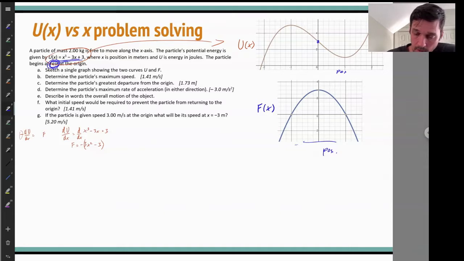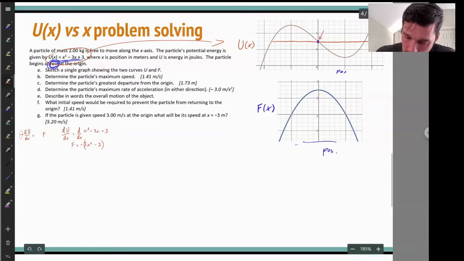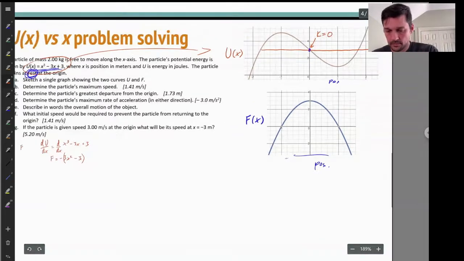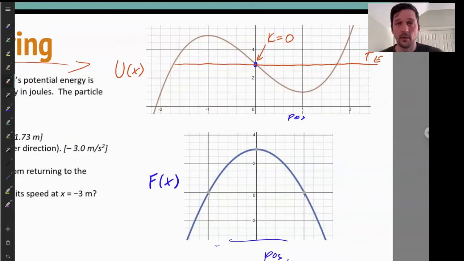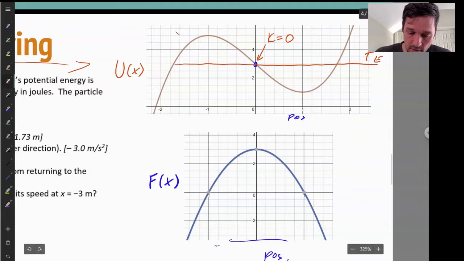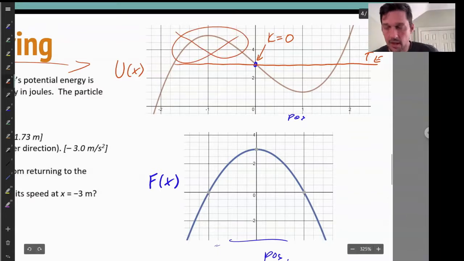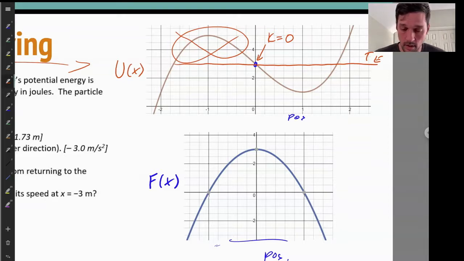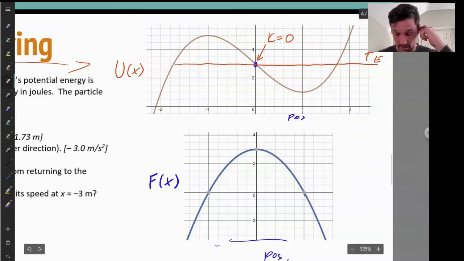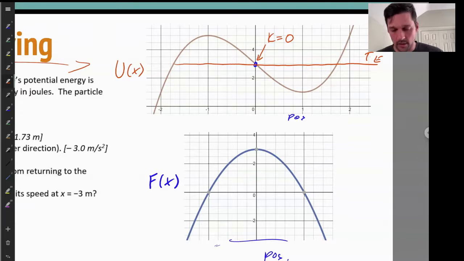Determine the particle's maximum speed. All right, well, we said that this particle is released at rest at the origin. So I'm going to draw a red bar across here to indicate total energy, because at this point, kinetic energy is 0. And so at that point, the entirety of the energy is going to be potential. So basically, everything to the left, all this region over here, this pretzel area, is not accessible under these circumstances because we're giving it no kinetic energy at the origin. It's not going to be able to go up the hill. It's only going to be able to go down the hill.